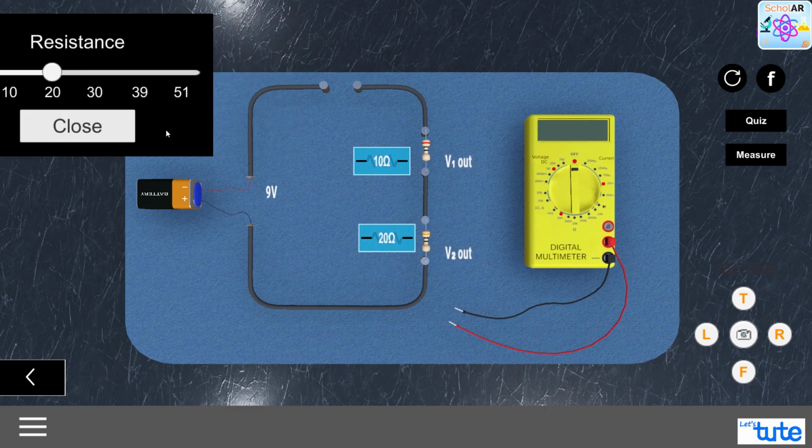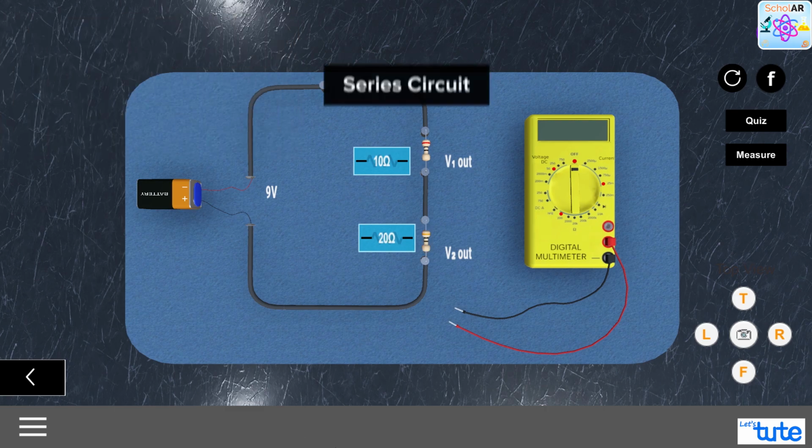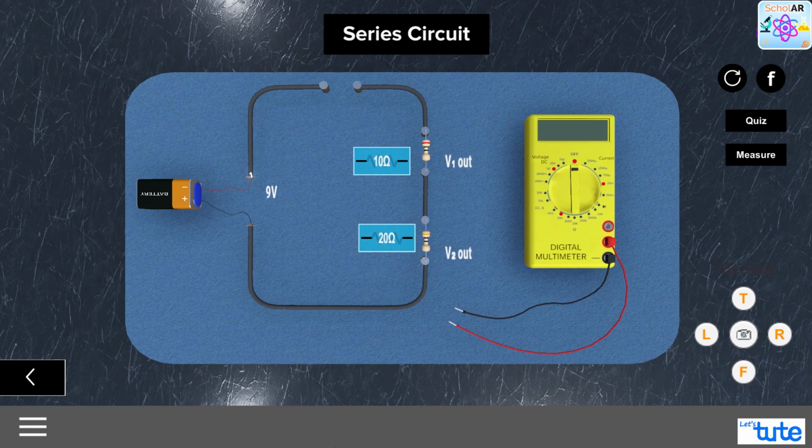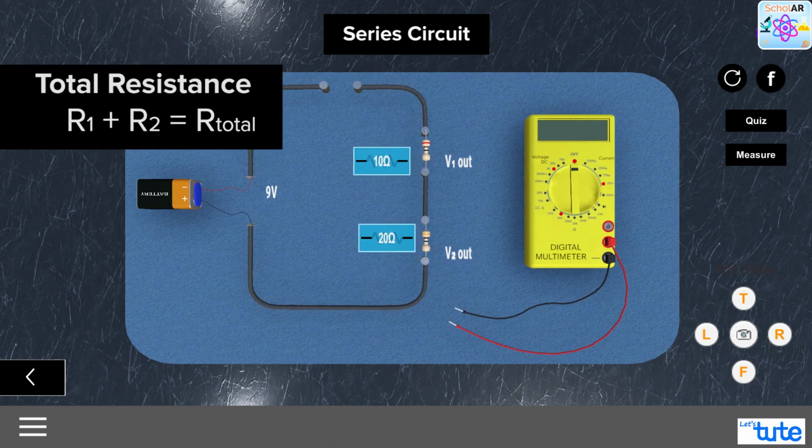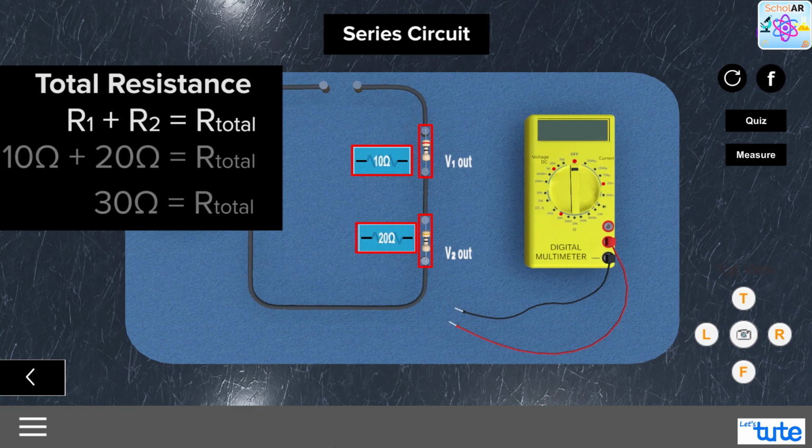Now we can call this type of circuit a series circuit. Why? It is because the current that goes through the resistance 1 is the same as the one that goes through resistance 2. This is why resistances are in series. The total resistance here is simply the addition of the two resistances. So here the total resistance is 10 plus 20, which will be equal to 30 ohms.